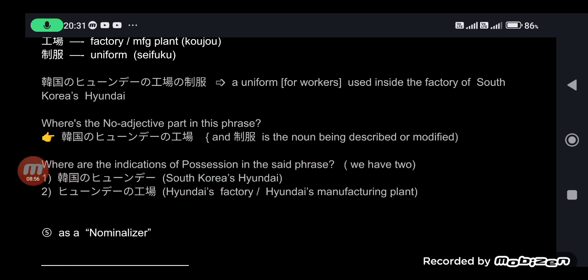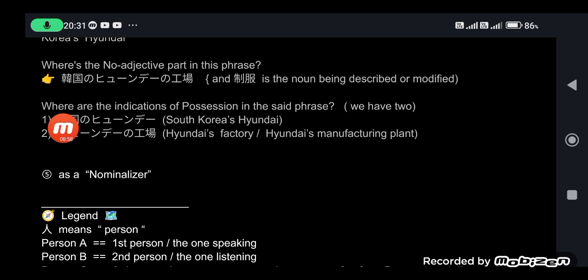So that's it. What are the indications of possession in that kind of example? Actually, we have two. Kankoku no Hyundai, South Korea's Hyundai, because it is as if South Korea is owning Hyundai, but actually it's because Hyundai is an automotive company that is owned by Koreans and established in South Korea. And the second indication of possession is Hyundai no kojo, because if you are an automotive company, then 100% you will have a kojo or a manufacturing plant.